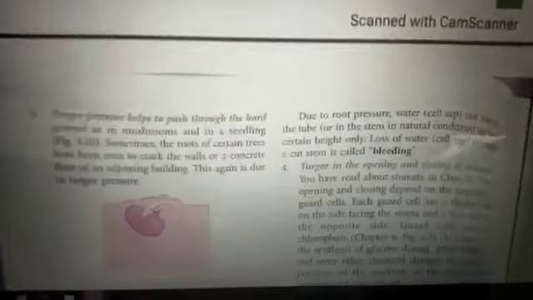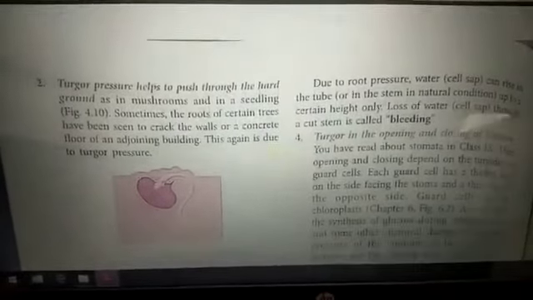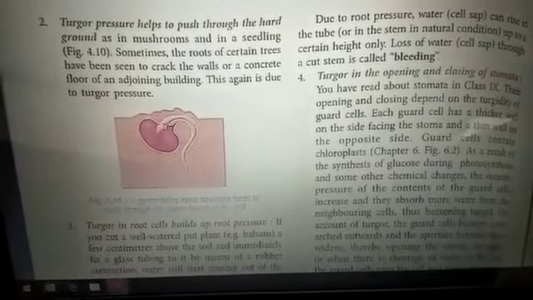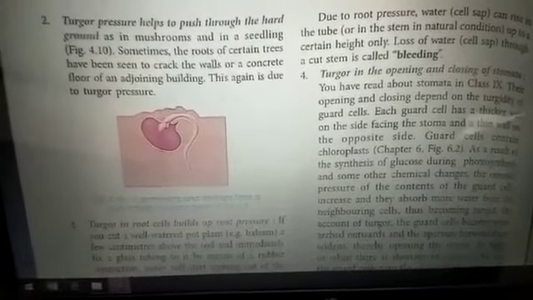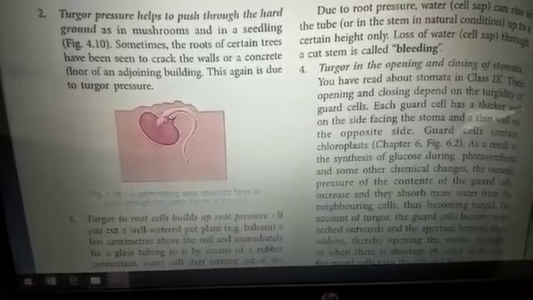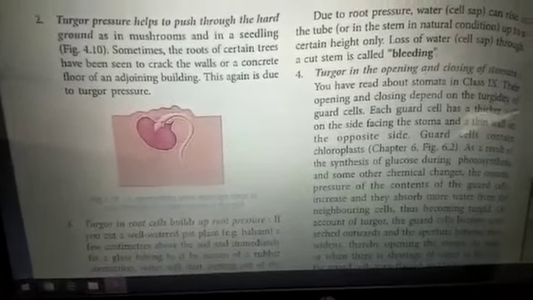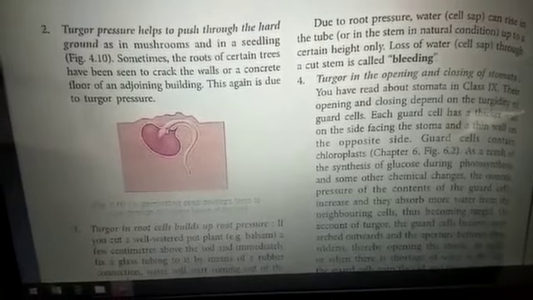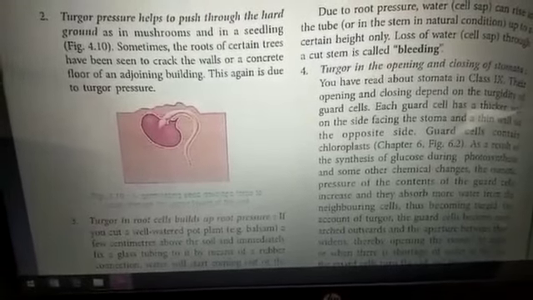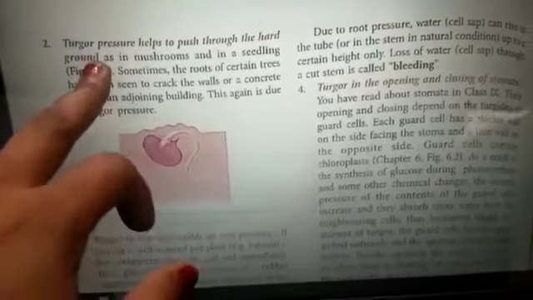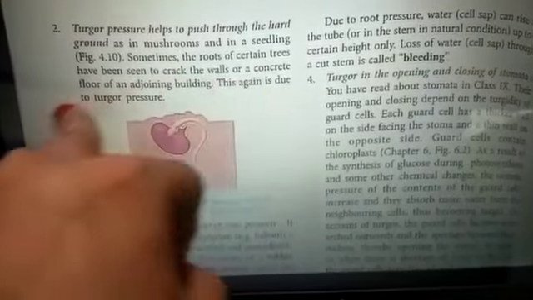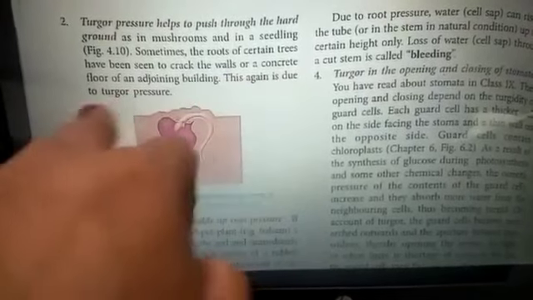Next, turgor pressure helps to push through hard ground, as in mushrooms. Over here an example is being given. When seeds are full of water, they start bursting out. When they are growing and the radicle comes out, that process is being explained. It happens because of the pressure created by the contents of the seeds, and it is called turgor pressure. The roots of certain trees have been seen to crack walls or concrete of adjoining buildings, which is also called turgor pressure.